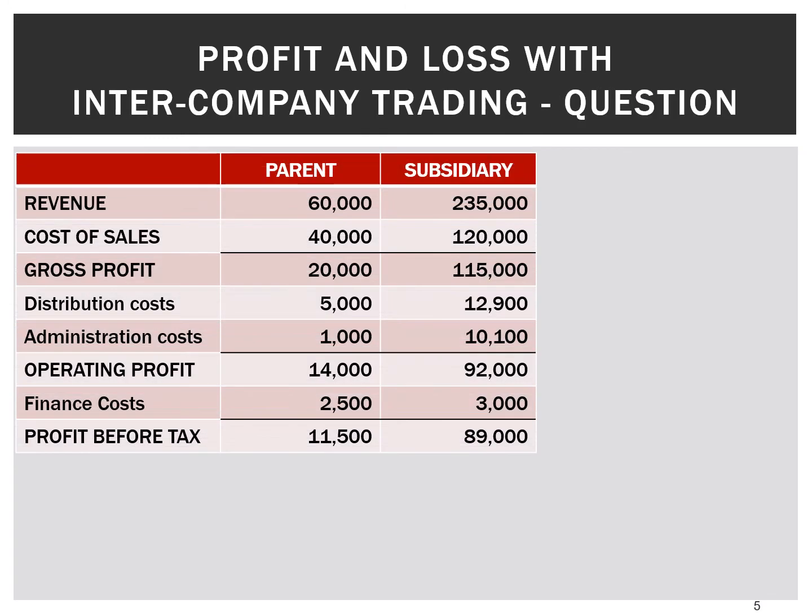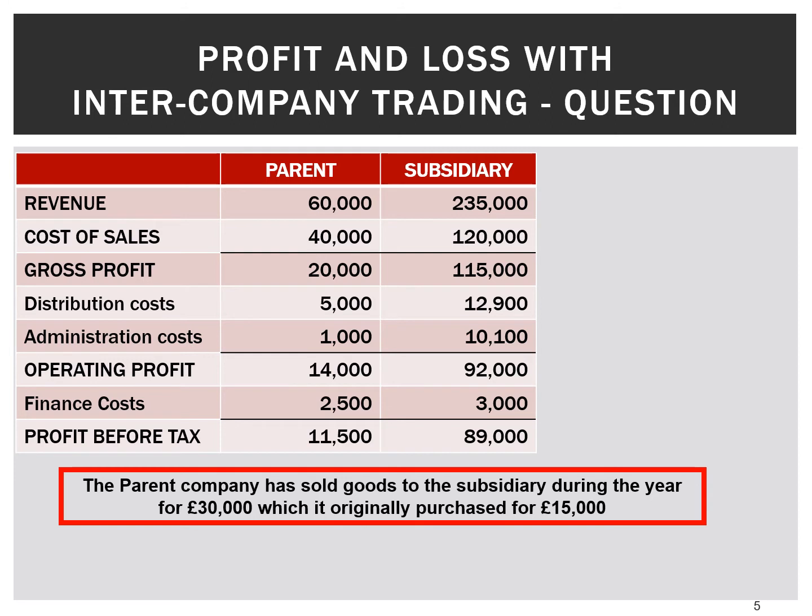Now here's another example of that. We've again got the parent and the subsidiary companies' profit and loss accounts, and in this example the parent company has sold goods to the subsidiary company during the year for £30,000. So in the parent company's profit and loss account, the revenue figure will include the £30,000 sale to the subsidiary, and in the subsidiary company's profit and loss account, the cost of sales figure will include the £30,000 for the purchase from the parent company.